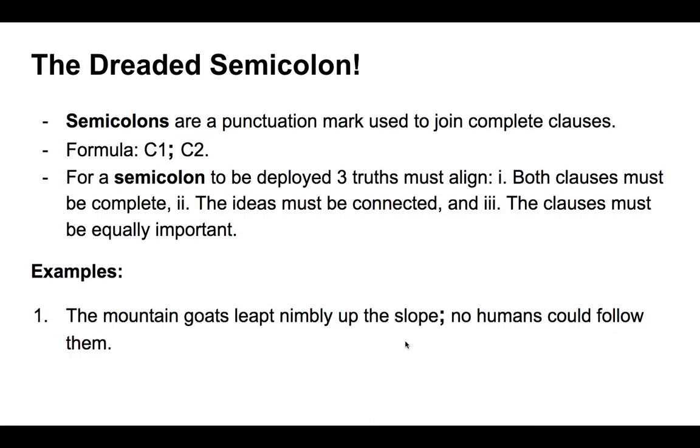So the first clause has the correct components. Second clause, what is the subject here? Very good. Humans. Do we have a main verb? Could follow? Correct. So we have both of the pieces we need for it to be a complete clause. So parameter number two, are the ideas linked? Yes, they're both talking about climbing this steep slope. Number three, are they equally important? Well, as the writer, I've decided that they are, and so ding, ding, ding, the semicolon works here.